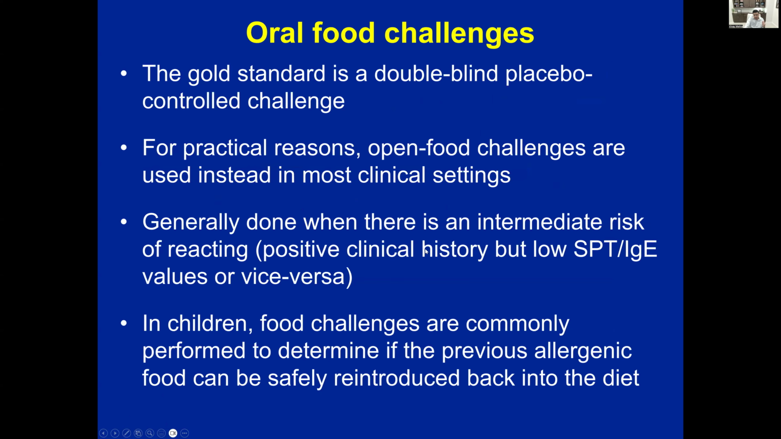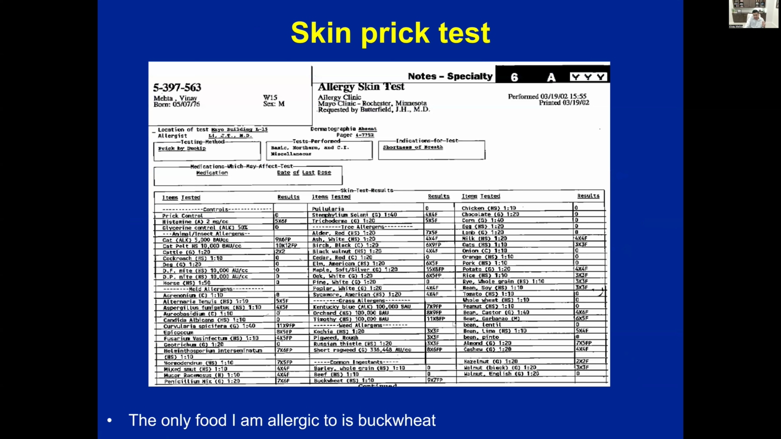So a lot of these times, you do challenges when you think it's probably nothing, and these are good rule outs. Because the last thing you want to do, just like with drugs, is have the patient think they're allergic to the food. So when the risk is kind of intermediate, these are the ideal candidates where you just challenge them with the food. Now, on the other hand, if there's a high risk, like with buckwheat, I have a positive clinical history, anaphylaxis to buckwheat.